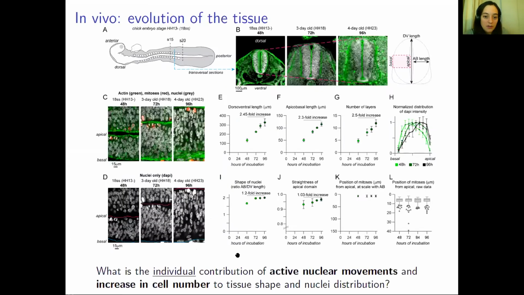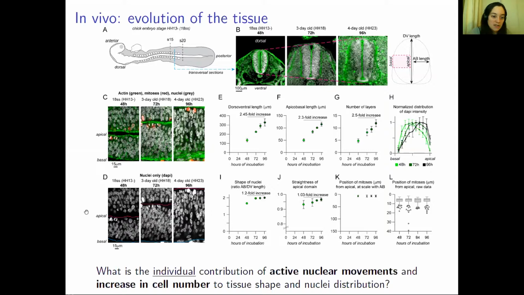I see that I do not have much time, so I will try to quickly give an idea on the study that we did using the model. The first step was done by Eric's team, where they obtained data related to the shape of the tissue over time. In particular, they obtained the apicobasal length, the number of layers, and the straightness of the apical domain and position of mitosis.